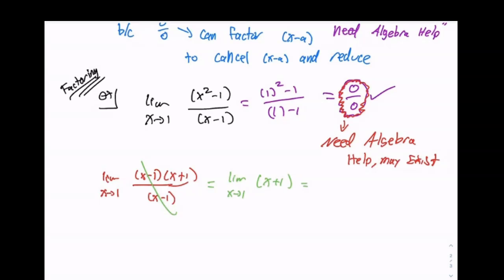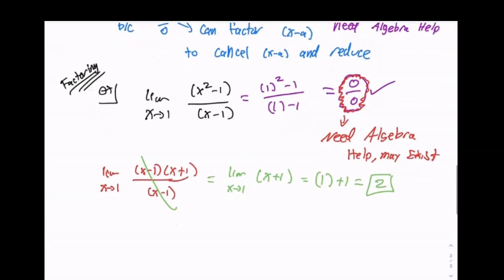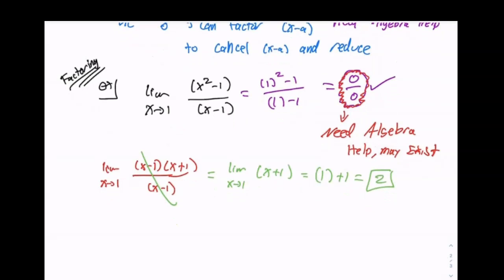Don't overthink it. Plug in 1 for X. 1 plus 1, and my answer is 2. So, plug in. If you get 0 over 0, we need to do algebra. After you've canceled out what gave you that 0 in the denominator, replug in, and you have your answer.